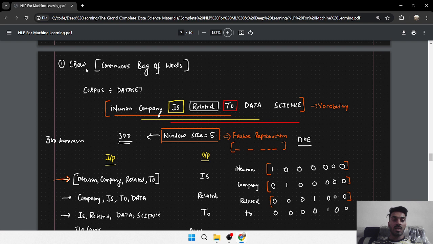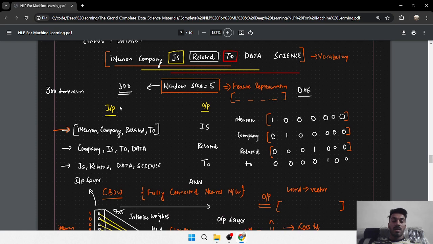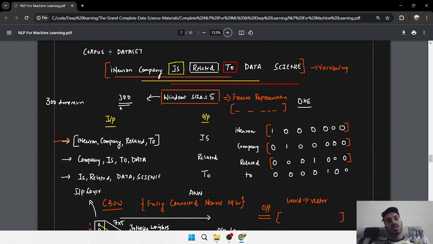Now we can understand what continuous bag of words is. In continuous bag of words, firstly, at the time of training, we have to decide our window size. And window size is always an odd number. So we have to decide on 3, 5, 7, something like that. You can decide any number. This is basically a hyperparameter, the window size.